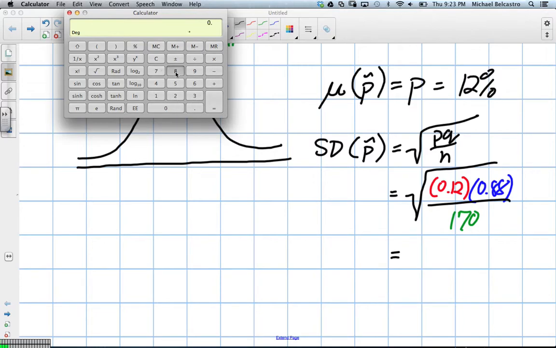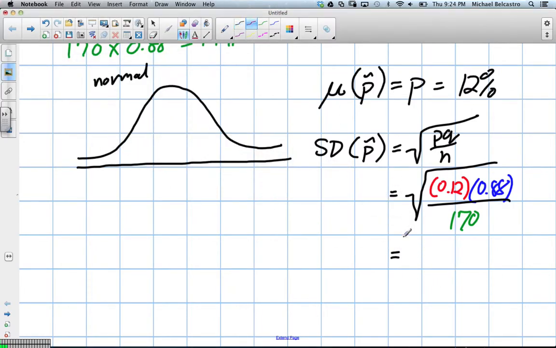0.12 times 0.88 divided by 170. I think I can square root that value. Yeah, I get 0.025. I'm going to round it to approximately 0.025, which is what as a percent? 2.5%. So what it's saying is our standard deviation is 2.5%.